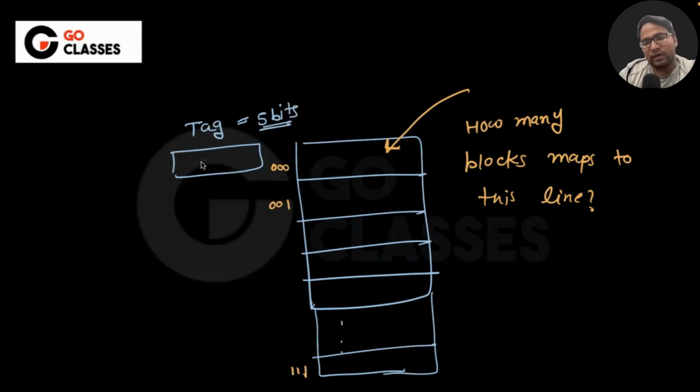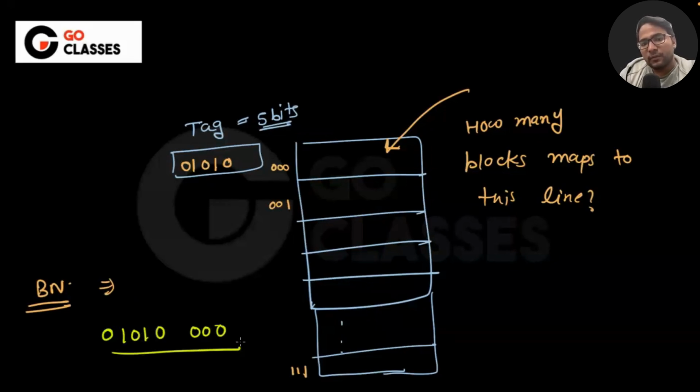Now you tell me, if this particular tag contains 0, 1, 0, 1, 0, can you tell me what the block number is in binary? What is the block number that this particular line currently holds? It is the tag 0, 1, 0, 1, 0 and the index, which is 3 zeros, right? This is the block number which this line currently holds, isn't it? If I change anything here, say change this to 1, then the block number will change. So how many block numbers can this line hold at different times? 32, isn't it?